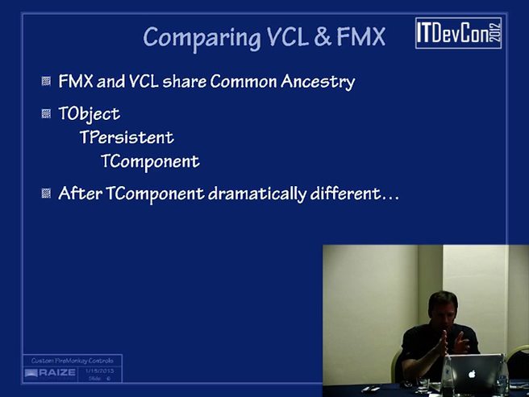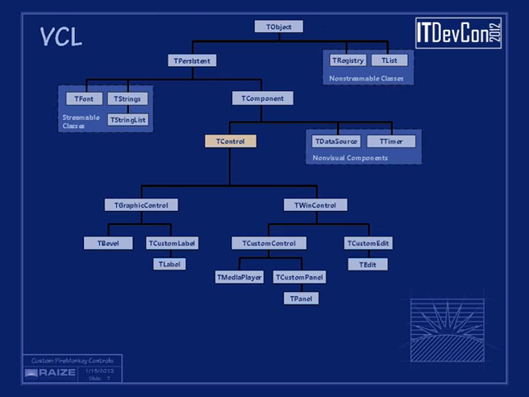Fortunately, there's a lot of shared ancestry when it comes to the two frameworks. Everything still descends from TObject, TPersistent is still there, same exact class. Even TComponent is the exact same class from the VCL. It's only from that point down that it starts to change, and quite a bit. So if you're familiar with the VCL, these are the core main classes that you deal with. As I said before, TObject, TPersistent, and TComponent are all in there.